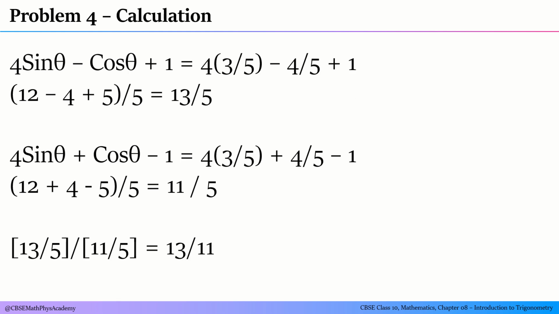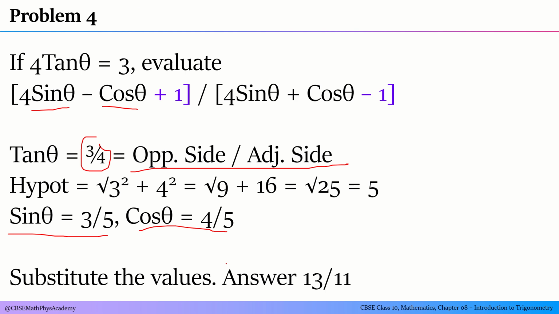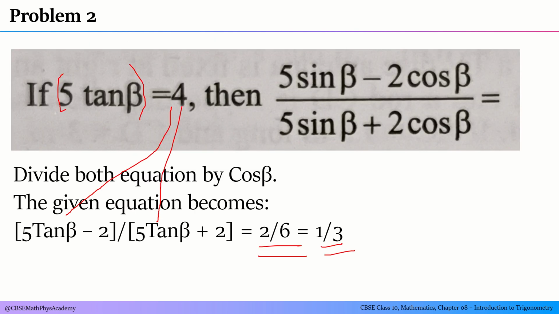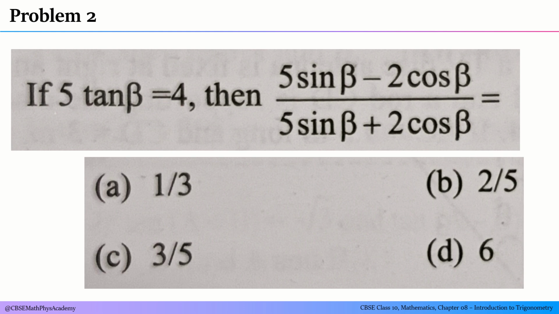And this is just the calculation part in case you find any difficulty in arriving at the answer. This is the numerator, this is the denominator, and finally the answer is 13 by 11. So basically we need to identify the problem patterns. See, the same pattern can be slightly twisted.